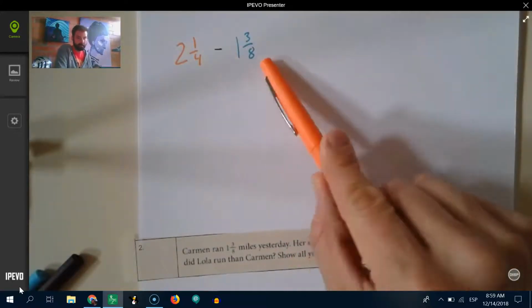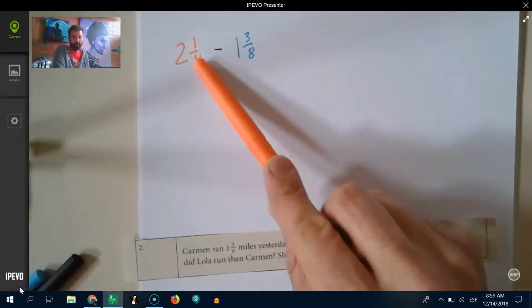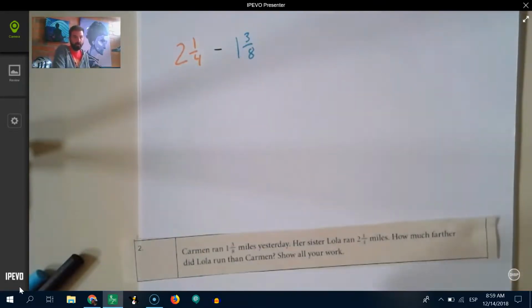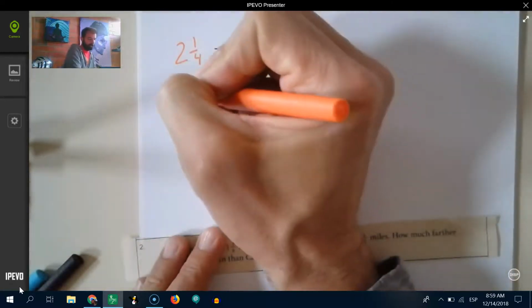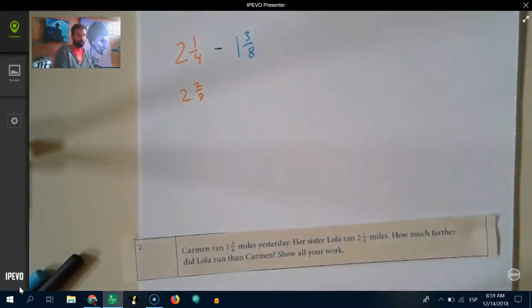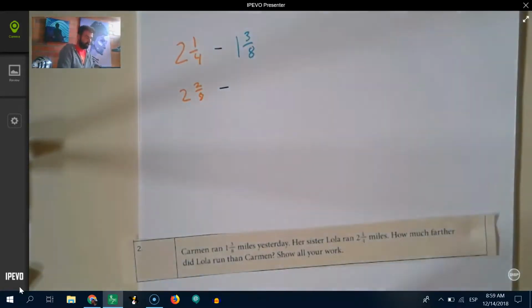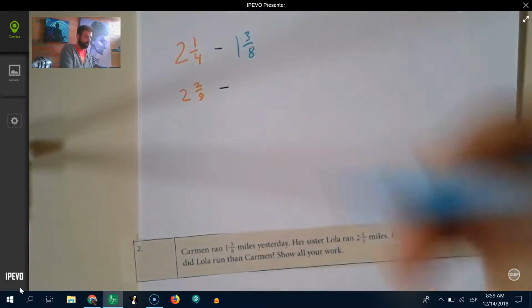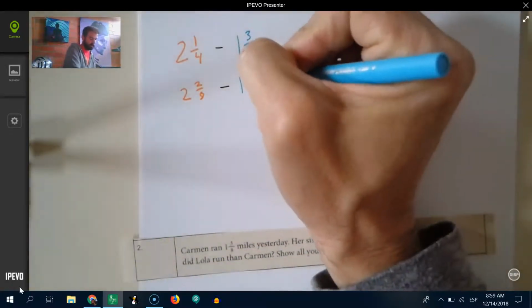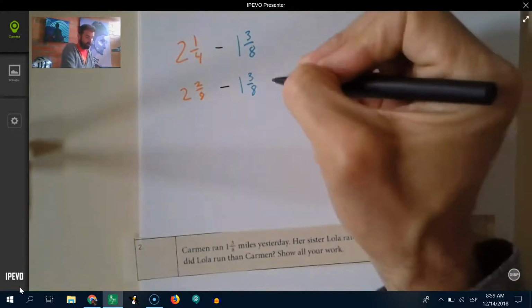Right off the bat, I'm not going to just do any ratio tables or anything because I do see fourths and eighths, and I know I can just convert this fourth into eighths pretty easily. So I'm going to make this 2 2/8 minus 1 3/8.